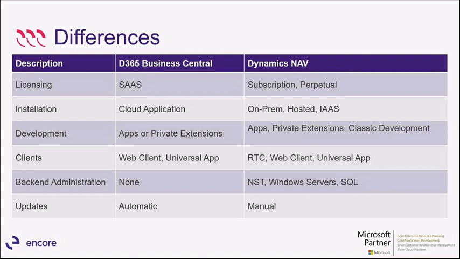In terms of installation for Dynamics 365 Business Central, it is a cloud application. You do not have access to the backend, as we get into a little bit later. Whereas with Dynamics NAV, you can install it on your own premise. You can have it hosted by a data center, or you can do IaaS, which is infrastructure as a service.